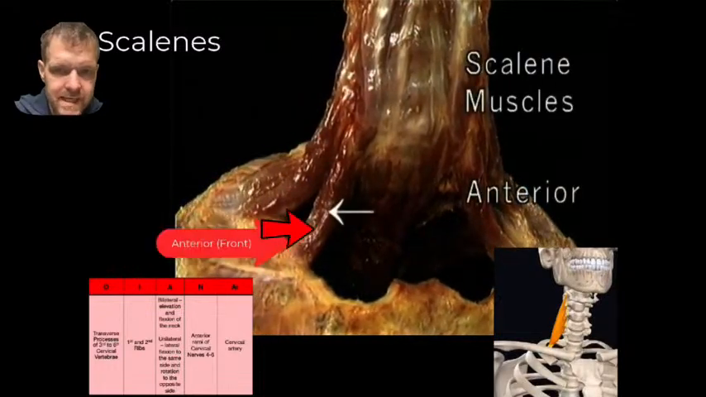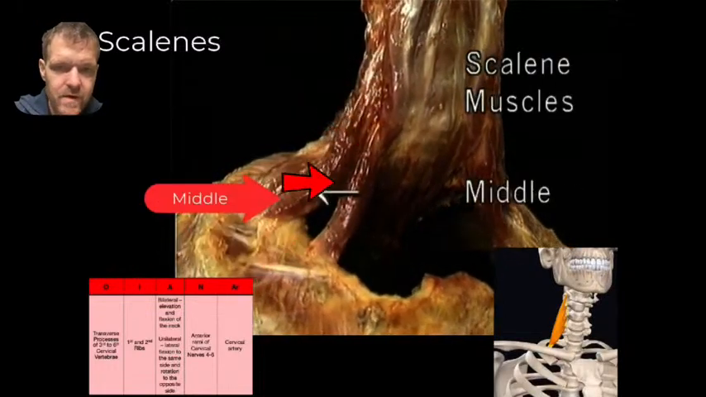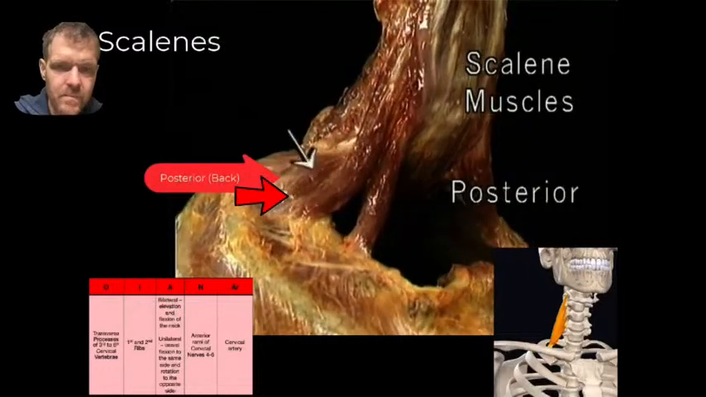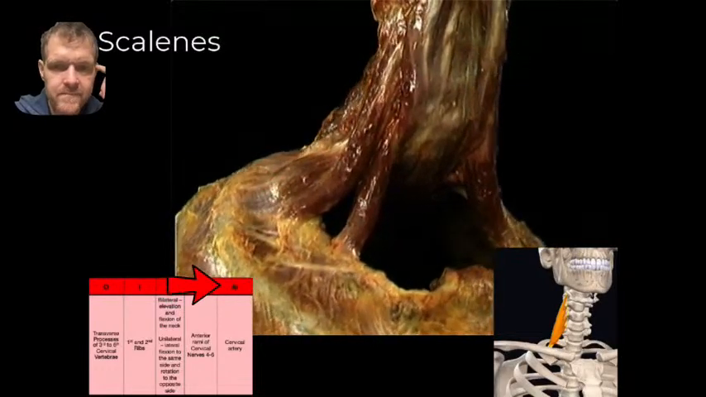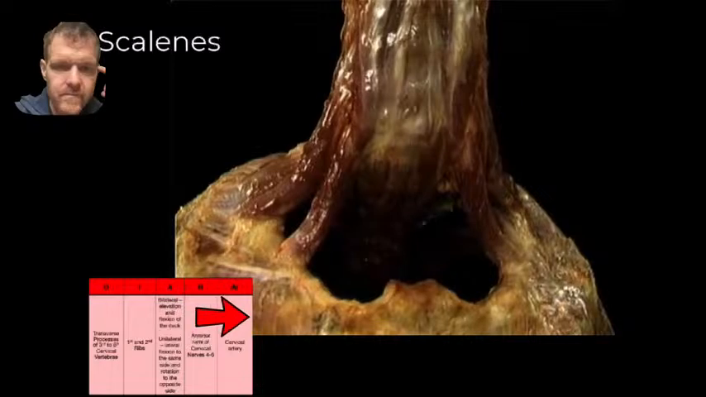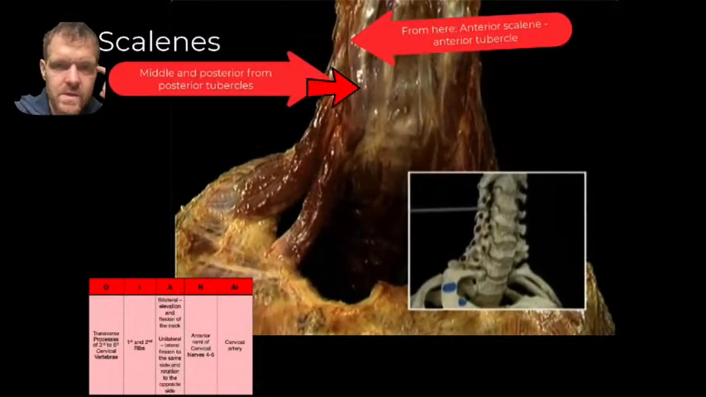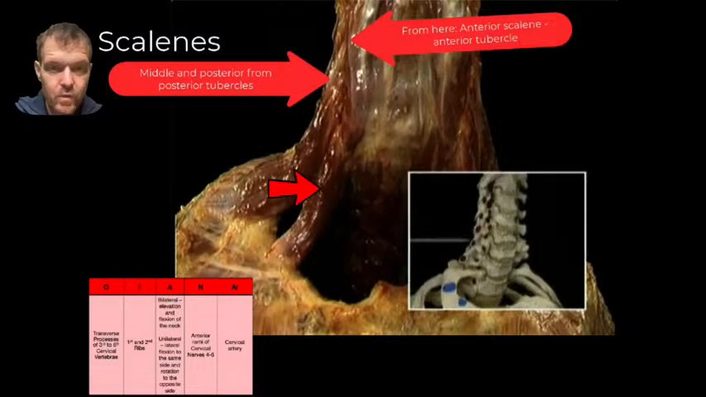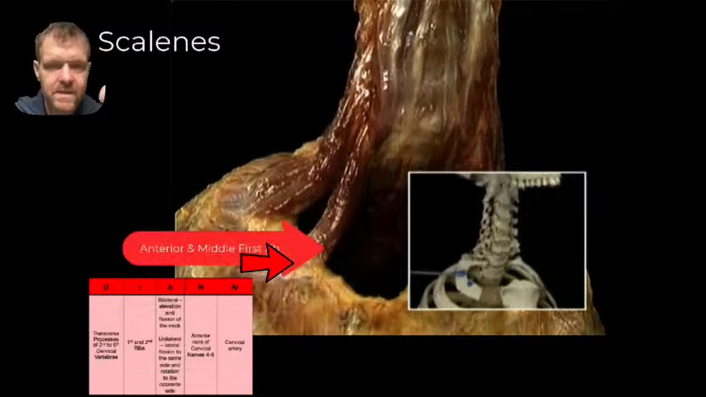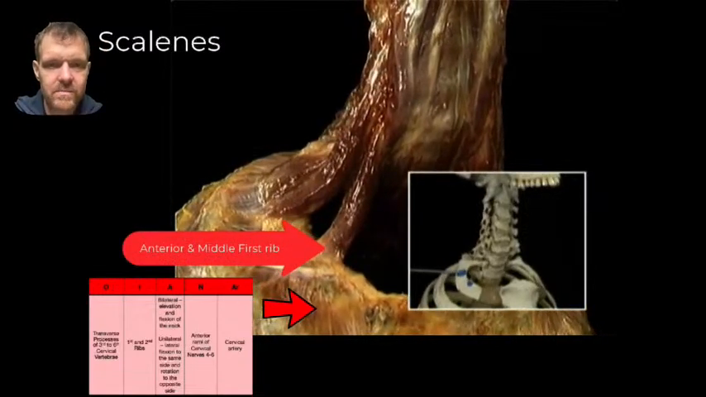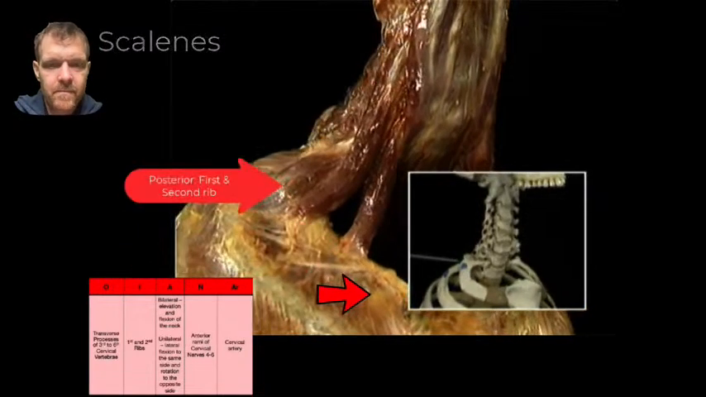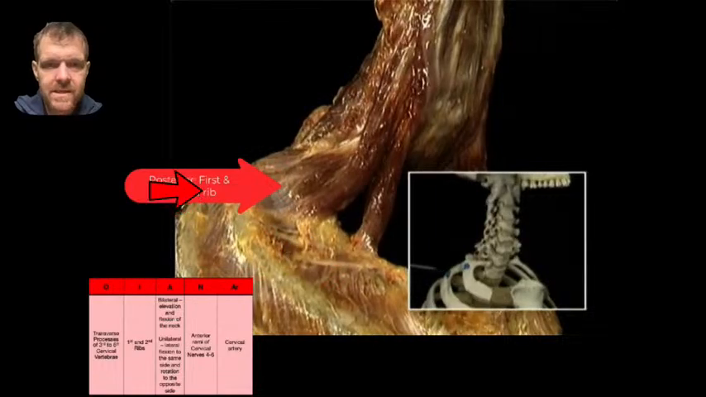So those are the scalenes there. Anterior at the front, then we've got a middle, and then we've got a posterior just there. They're attaching onto the cervicals and then down onto the ribs. That and the orientation of them means that if they contract, they're going to elevate the ribs. There you go. The posterior is on the 1st and the 2nd rib.